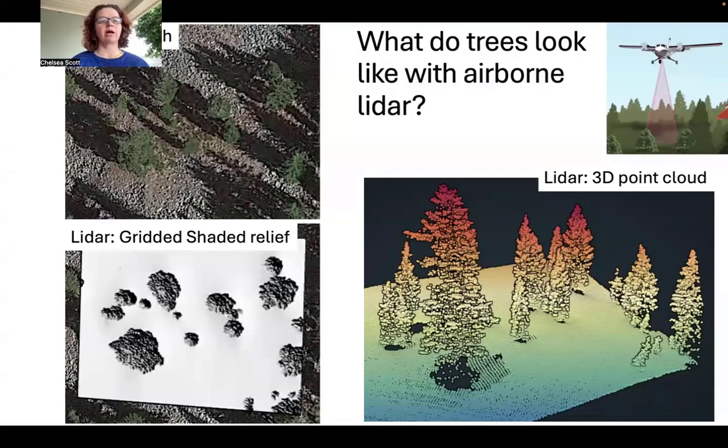We can also show LiDAR images in 2D, so in two dimensions. This is a shaded relief map, which can also be called a hillshade. Where we see it looks rough, that is where the trees are, and the roughness is created from the different elevations within the tree.